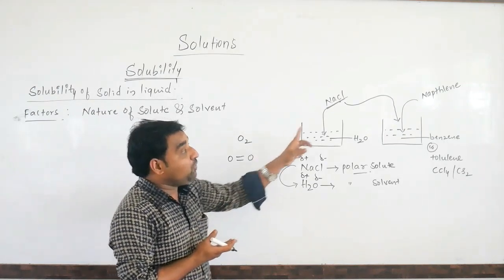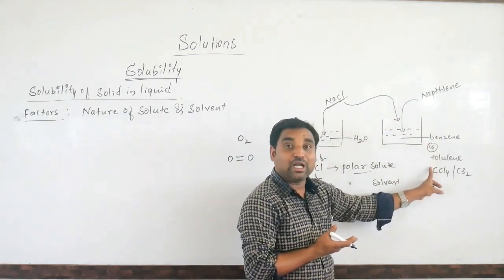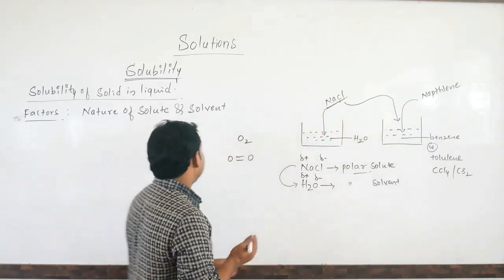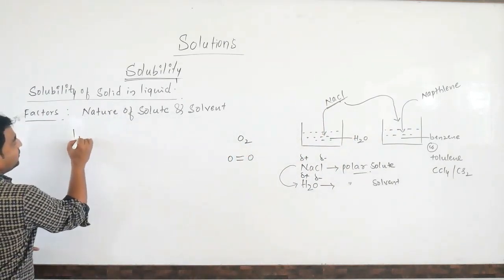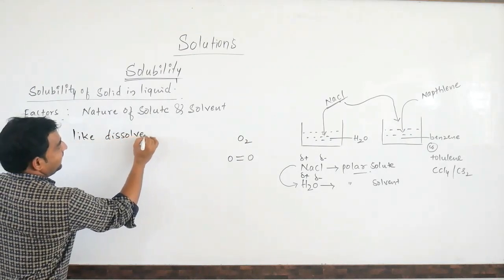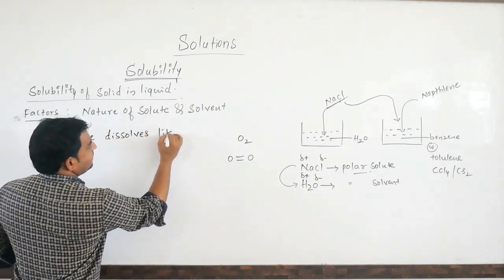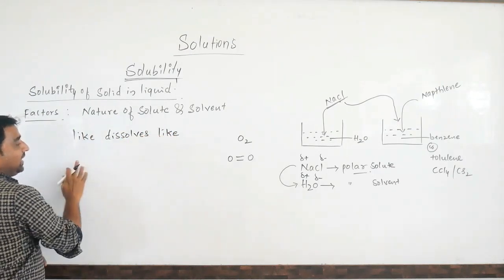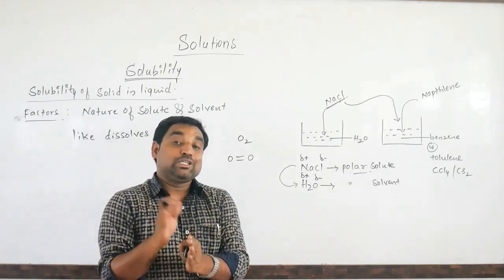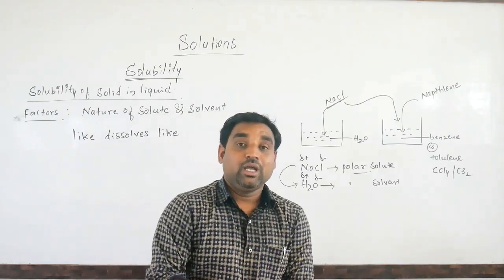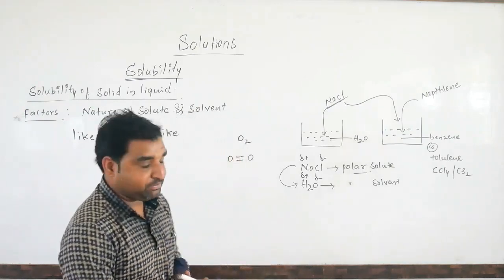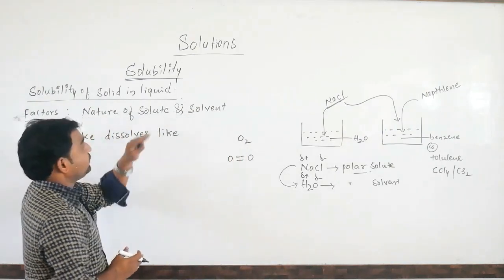It means non-polar solutes dissolve in non-polar solvents and polar solutes dissolve in polar solvents. That we call as the example, like dissolves like. It means polar dissolves in polar, non-polar dissolves in non-polar. But a polar solute does not dissolve in non-polar solvents, and non-polar solutes do not dissolve in polar solvents like water. So this is the nature of solute and the solvent.